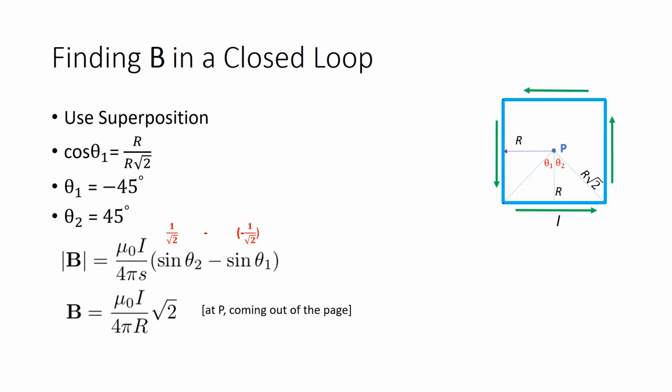By symmetry, we see that the magnitude of B will be the same for all three of the other segments of wire, and that the direction of B at P will also be coming out of the page for all three. This means that the total magnetic field is 4 times the field due to the bottom segment of wire coming out of the page. We can use this approach to find B for current carrying wires of other shapes as well.